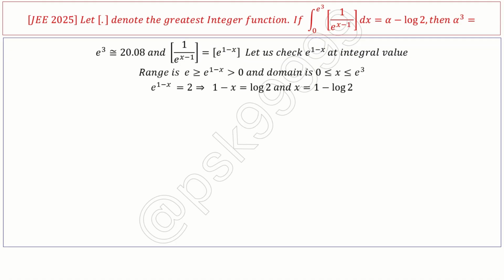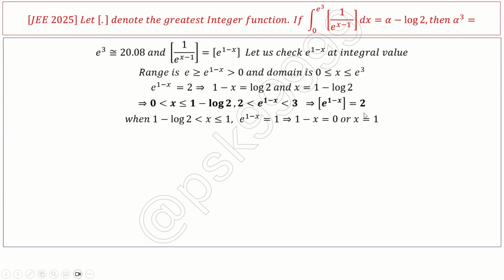Because it's reverse, at x equal to 0 it is maximum. So when x is between 0 and 1 minus log 2, e to the power of 1 minus x goes between 2 and 3, which means GIF of e to the power of 1 minus x is 2 in that range. Similarly, when it is 1, let's check. Take e to the power of 1 minus x equal to 1.